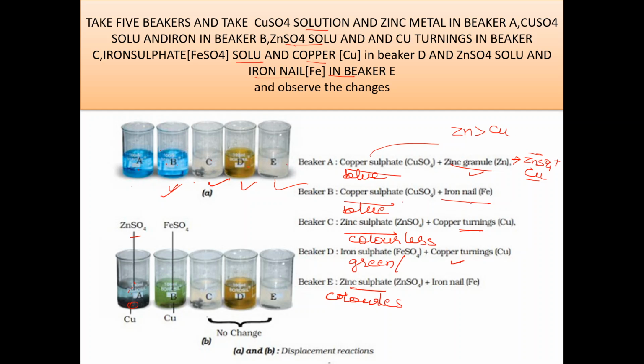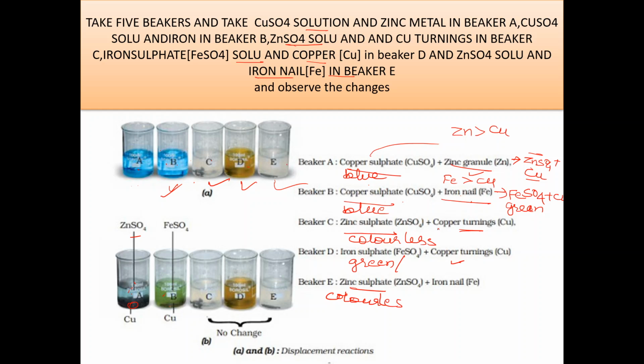Here copper sulfate and iron nail. So with the iron nail, again copper deposition is taking place and greenish iron sulfate is formed. It means iron displaces copper from its salt solution. So what is being formed? Iron sulfate, which is green in color, and copper. So here iron is more reactive than copper, that's why it is displacing.